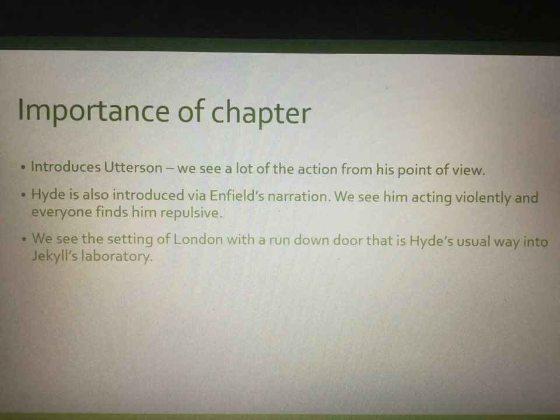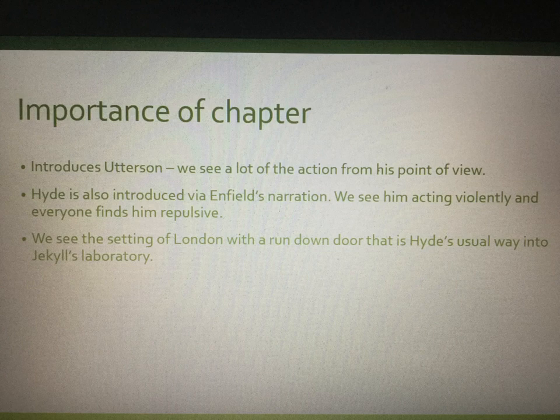The importance of the chapter is as follows. It introduces us to Utterson, and we will see a lot of action from his perspective. Hyde is also introduced via Enfield's narration, and we see him being violent, and everyone finds him repulsive. And we also see the setting of London with a rundown door that is Hyde's usual way into Jekyll's laboratory.